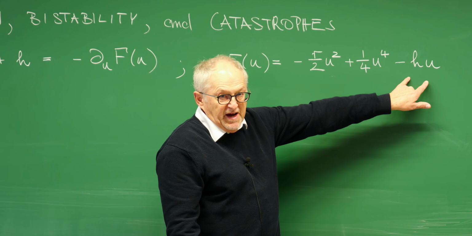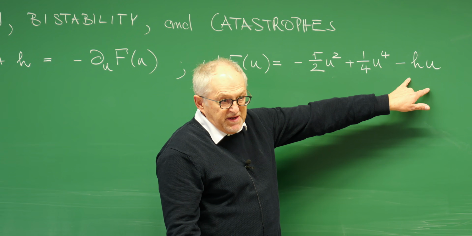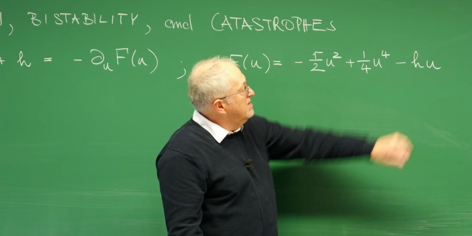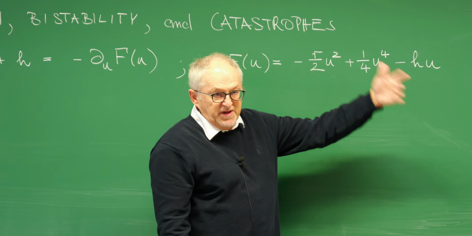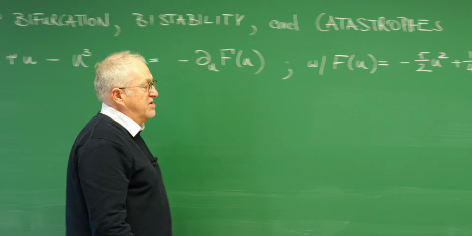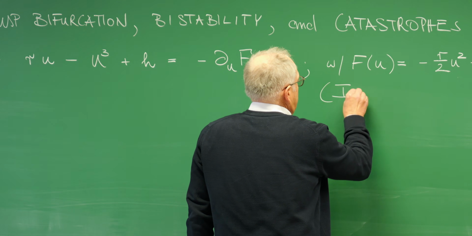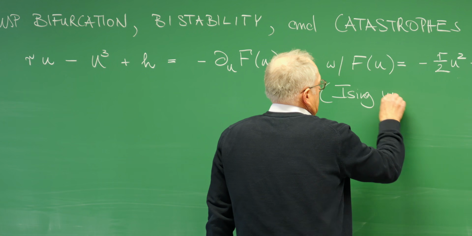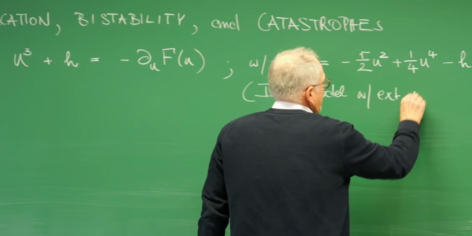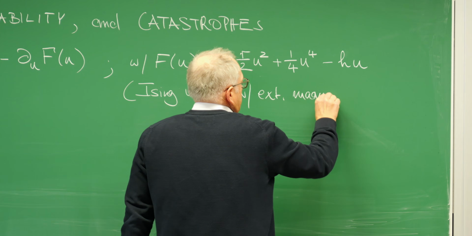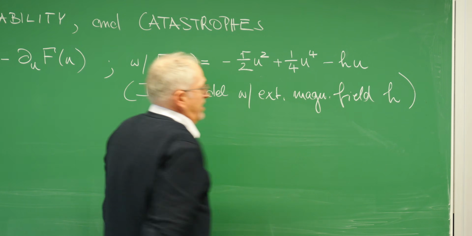And now I'm saying I add to it an external magnetic field, and this external magnetic field breaks the symmetry explicitly, right? So here you have a u to minus u symmetry. Because of that term, you have an explicit breaking of the u to minus u symmetry. So you can read this as an Ising model with an external magnetic field that I call H.